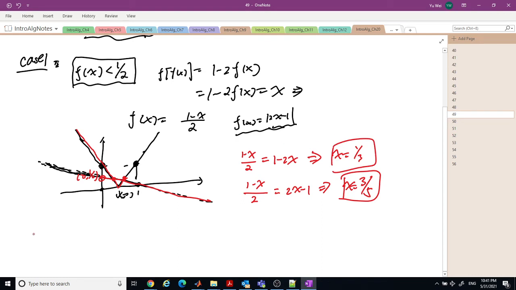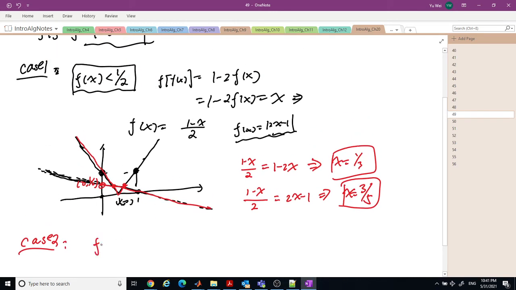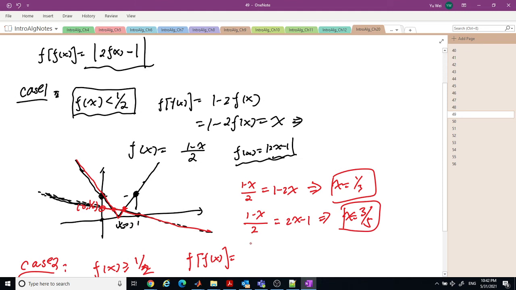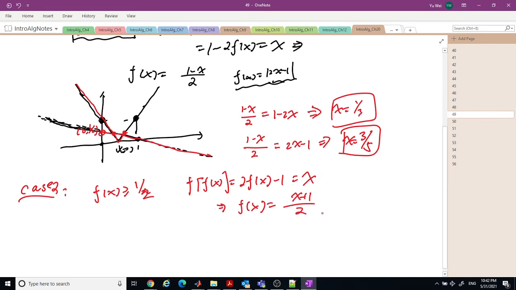Okay, so this is case 1, right? Now next we have case 2. Case 2 is f(x) greater than or equal to 1/2, right? Then f of f(x) is equal to 2f(x) minus 1, which is equal to x. Then you can see f(x) is equal to (x plus 1) over 2.